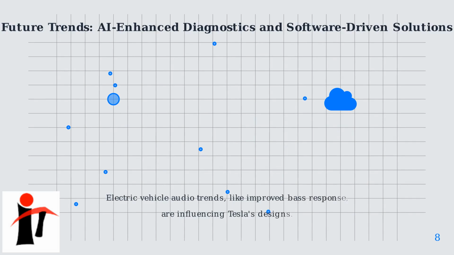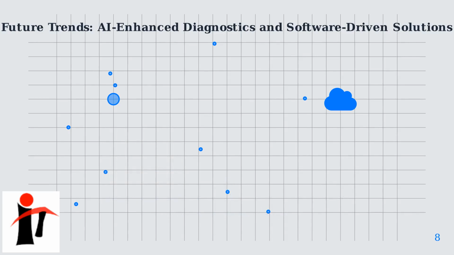Electric vehicle audio trends, like improved bass response, are influencing Tesla's designs. Keep an eye out for future software updates and hardware improvements that promise more reliable and self-healing audio systems.